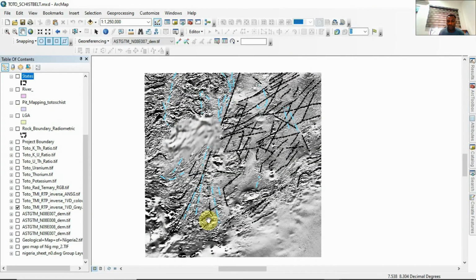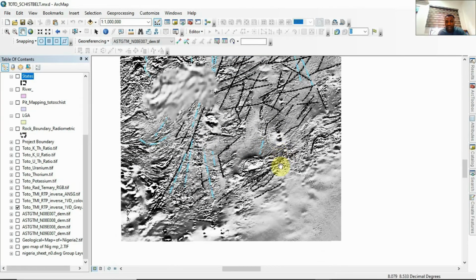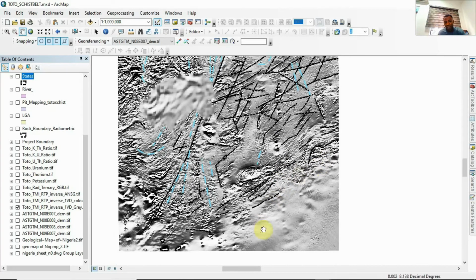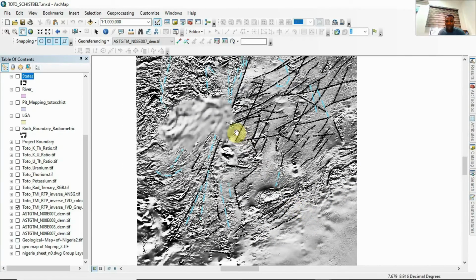So if you look at this, this is the first vertical derivative of TMI. This is a gray image. If you look at this, you can see a very fine feature here, telling you that this is a boundary, possibly a sedimentary terrain. There is a boundary within here. Then you can see here, this is fine, showing this. You can see there's no data here.